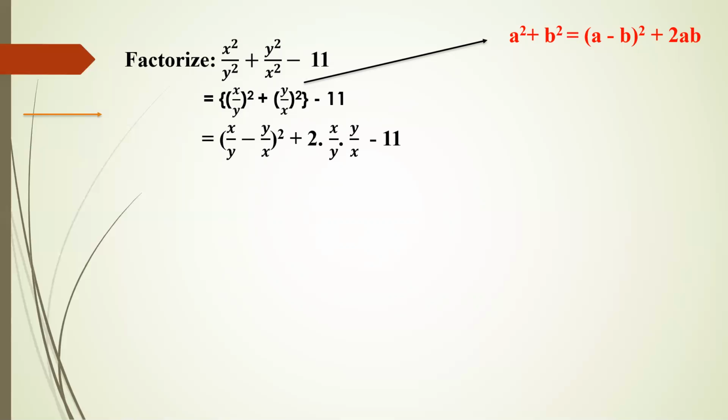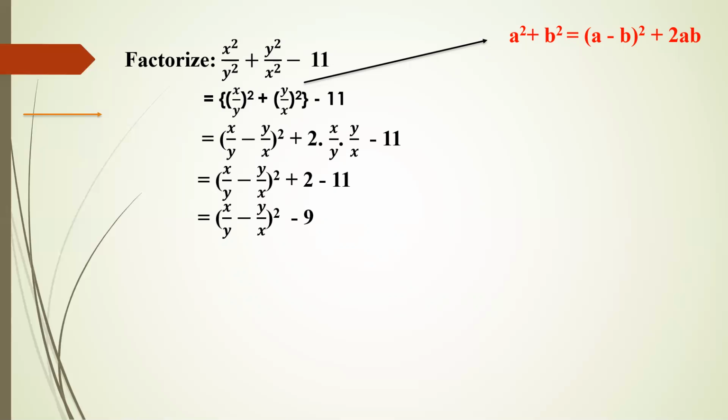Why did I do so? Just imagine, if I use here a plus b whole square minus 2ab, then the sign here will be a little bit different, okay? From here, if we cancel x and x, y and y, there will be only plus 2. And plus 2 minus 11 gives you what? That will become plus 2 minus 11, and that will give you minus 9.